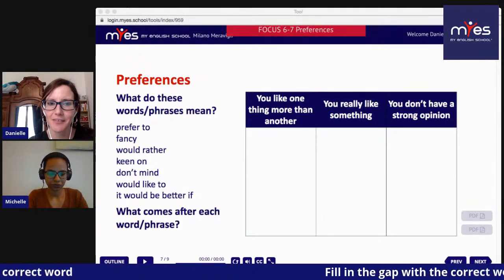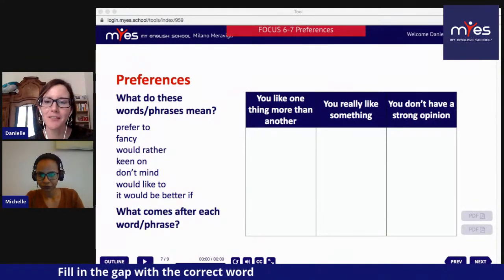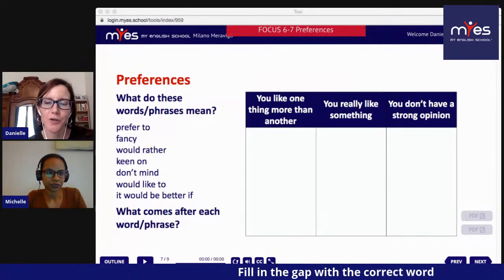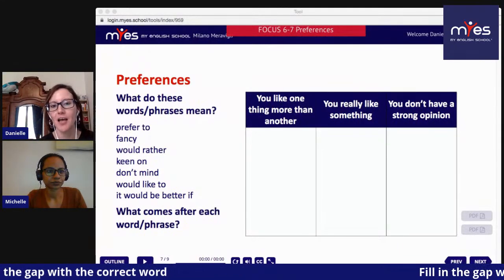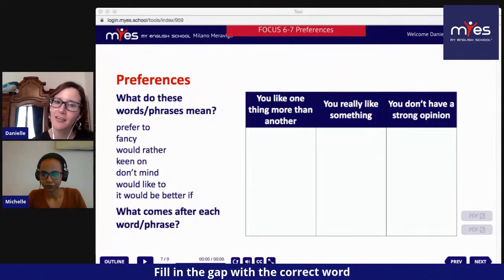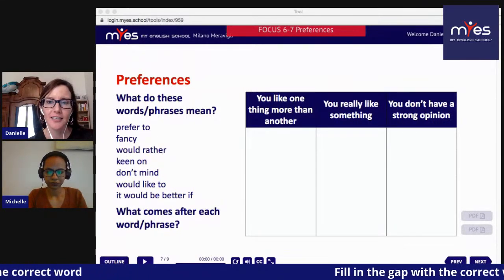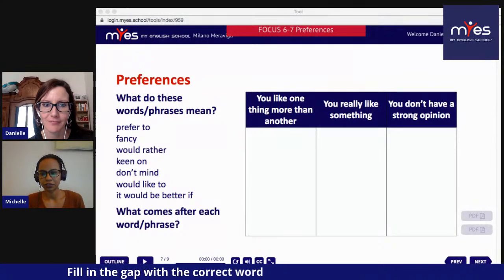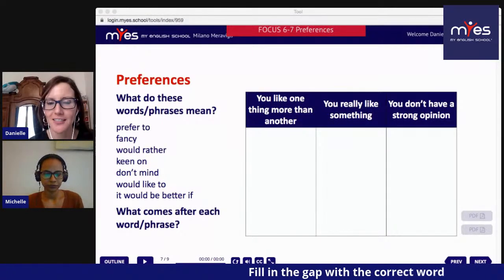I know you're sending some through. Okay. And once you've done that, we need to look at this last question. What comes after each word or phrase? So is there a verb? And if it's a verb, what type of verb? Is it the ing version? Is it the infinitive? Okay. Or maybe a noun comes after it. All right. We've got some answers coming in. Let's see what we've got.